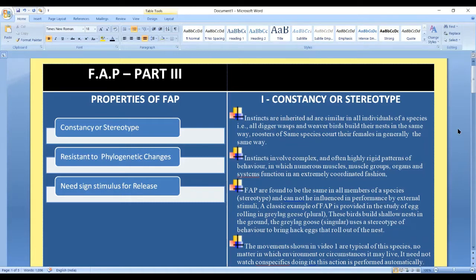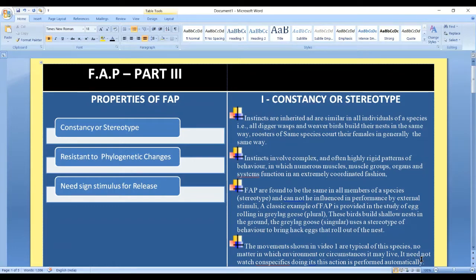So we will study the first property of fixed action pattern. The first is constancy or stereotype. Instincts are inherited and are similar in all individuals of a species. If you take any species, then the instinct of all the individuals will be similar. The behavior of the individual will vary, the learned behaviors will vary, but the instinct will be similar.